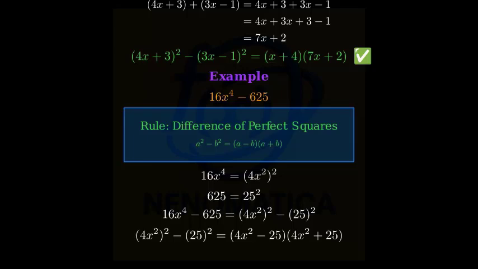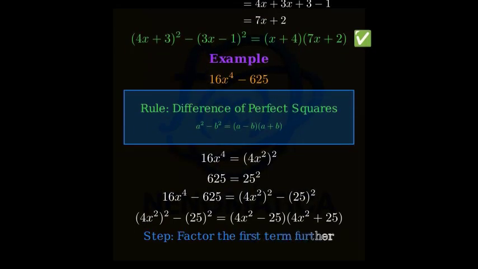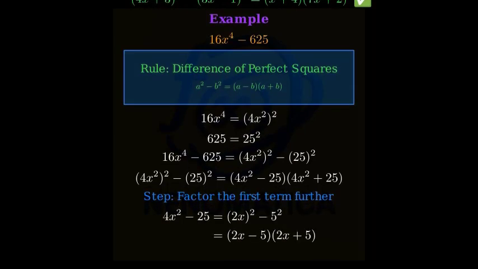But we can factor this even more, because 4x squared minus 25 is also a difference of squares. 4x squared is equal to (2x) squared, and 25 is equal to 5 squared. So we can write 4x squared minus 25 as (2x minus 5) times (2x plus 5).